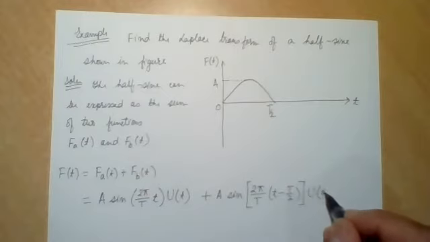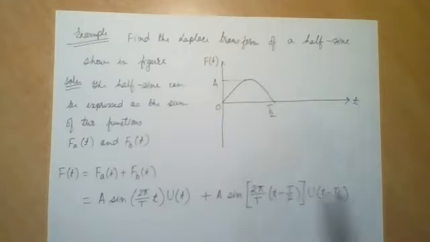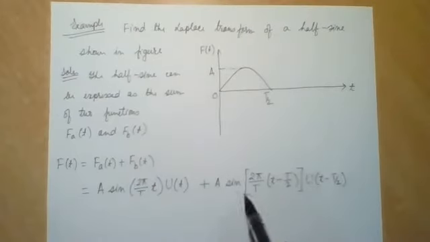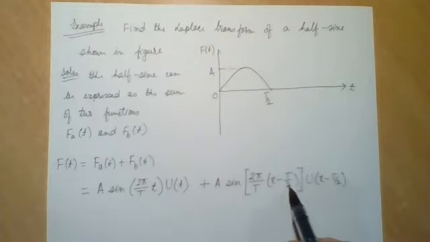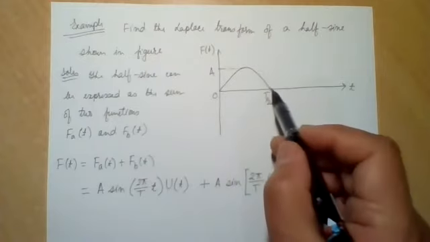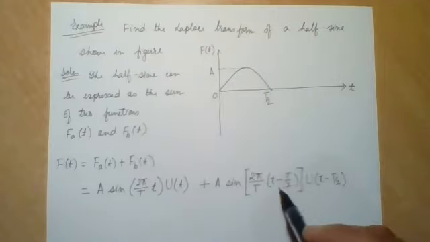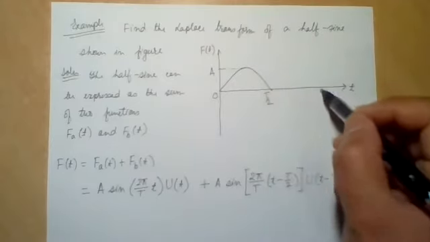U of t minus T by 2. So this is FA, and FB is this. For t less than T by 2, this is 0, so till here this will be 0. For t greater than T by 2, it is a sine wave like this. It will go like this.